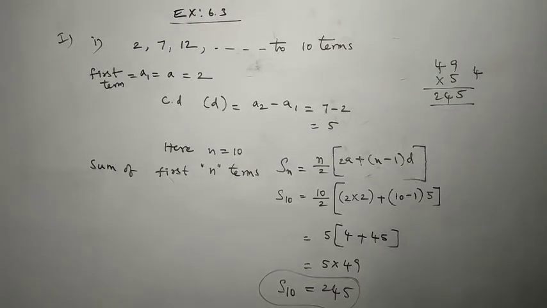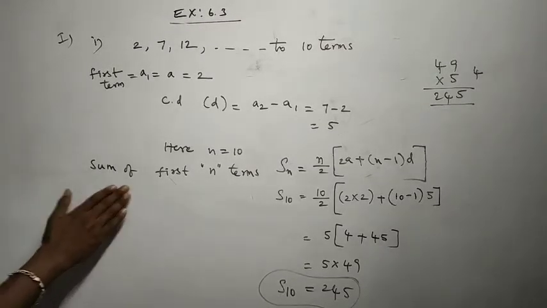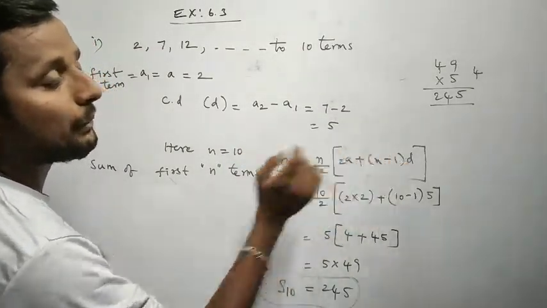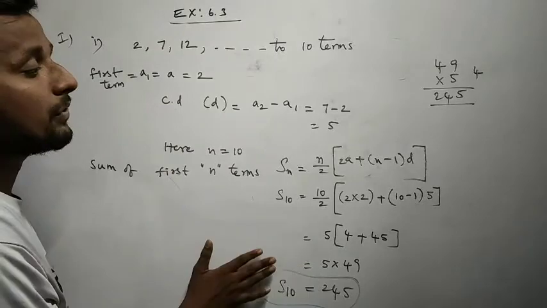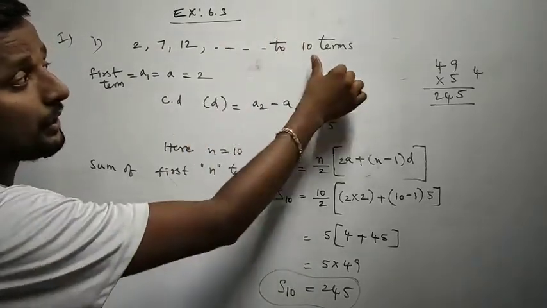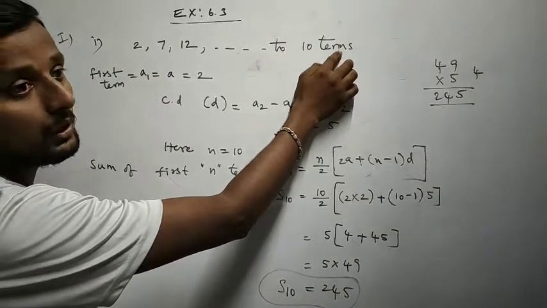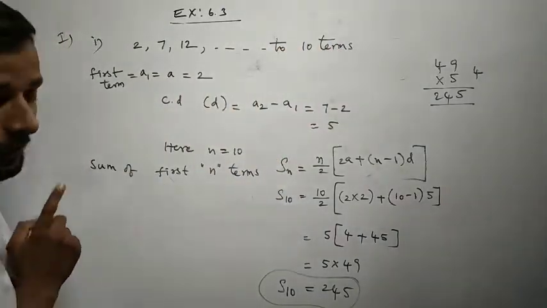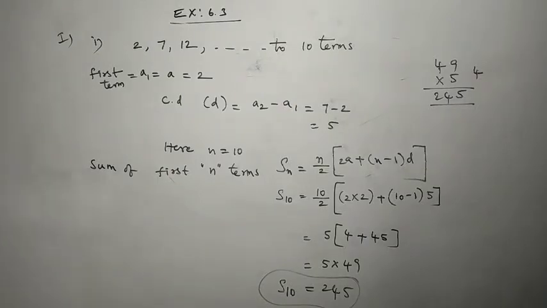Here I used the first formula to solve the problem, that is Sn equals n by 2 of (2a plus (n minus 1) into d), because we don't know the last term. We are talking about the first 10 terms only, so I don't know the a10 value. Right, so we'll go with one more problem.